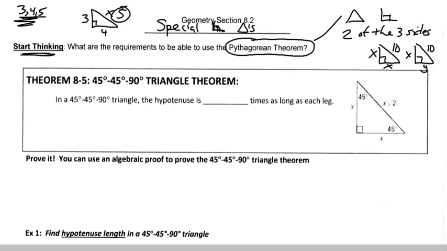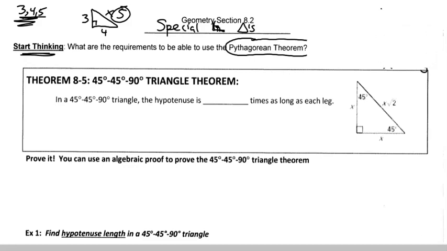Now, what does that have to do with today's lesson? Basically, there are these special right triangles where you only need to know it's right and you only need to know one of the sides and you can find all the other sides. Not only that, but you don't have to do any kind of Pythagorean theorem. You can just know one side and basically work your way around the triangle to find all the rest of the sides.